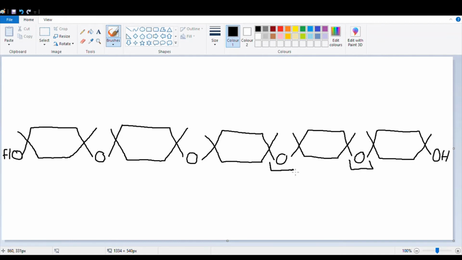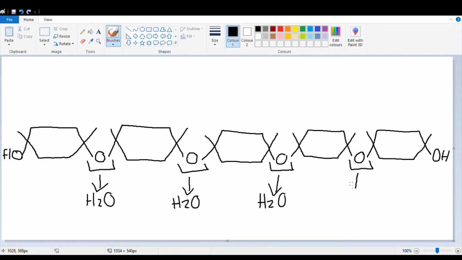Now this structure contains multiple glycosidic bonds, so we can see that there's 4 of them. It makes sense, we've got 5 alpha glucose subunits and they've all bonded, so we have 4 glycosidic bonds. We also need to label that we have 4 water molecules. Each time a new subunit gets added into this structure, it will form 1 new glycosidic bond and release 1 new water molecule.